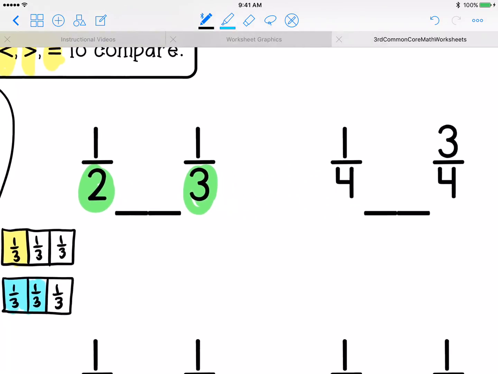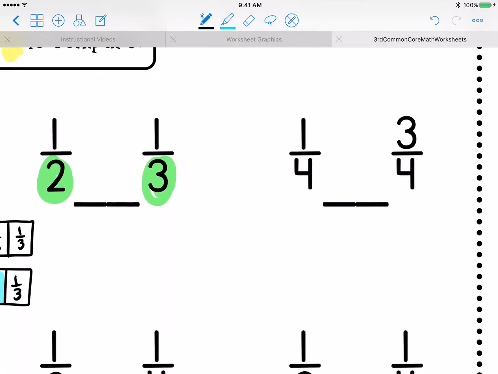Moving on to this next question. Is 1/2 greater than, less than, or equal to 1/3? Now, the denominators are different, so that means you're going to have two different fractions that have different size pieces. So let's draw a picture again. Pictures are always very helpful with fractions. I'm going to draw a picture again.